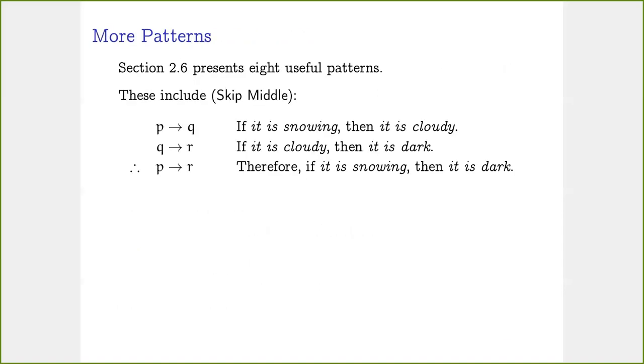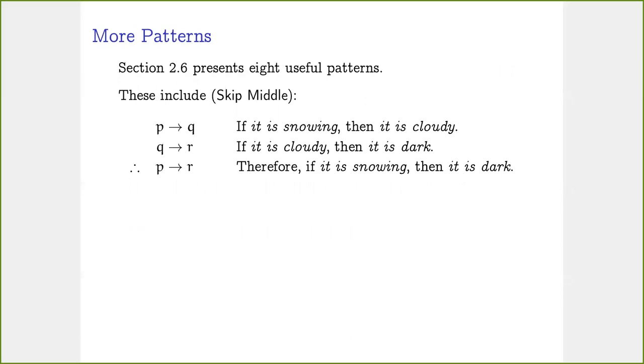Here are some more patterns. Section 2.6 presents 8 useful patterns. We'll just look briefly at 2. The first one is skip middle, because if you look at it, the two premises are P implies Q and Q implies R, and the conclusion is P implies R. We've skipped the middle, which is Q.